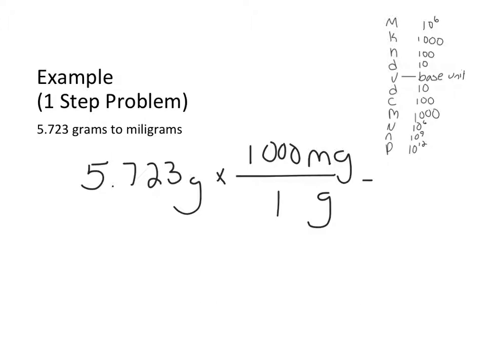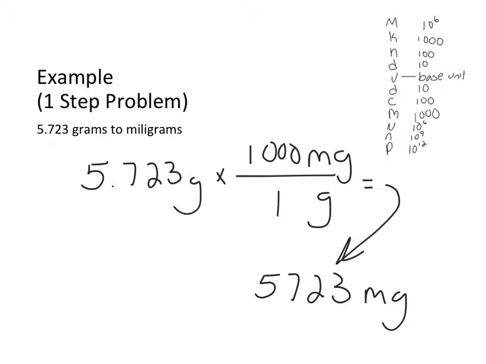So we do the math, and I get an answer of 5,723 milligrams. I have 4 sig figs in my beginning number, so I need 4 sig figs in my final answer, which I do. So now I want you to take a second and practice this one. Once you give it a shot, come back and I'll go over how to solve it.